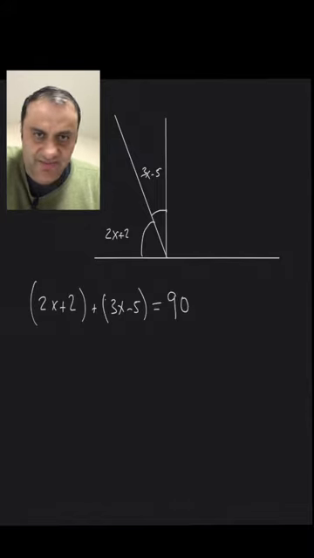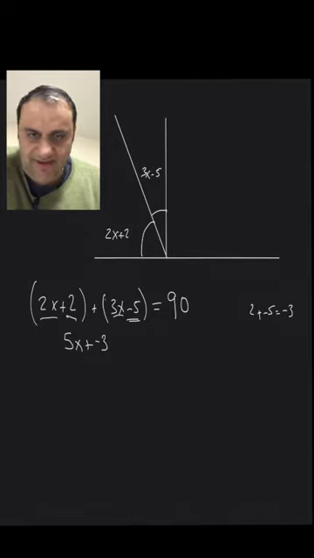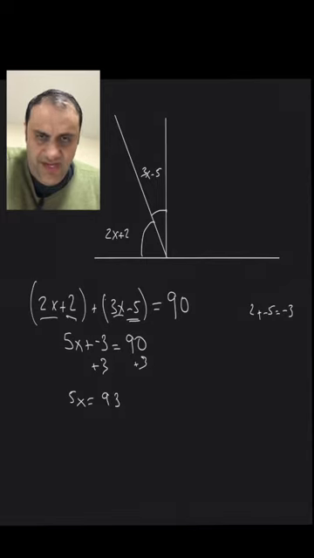And then we could just add it up, right? 2x plus 3x, that's 5x, plus 2 plus negative 5, that's like 2 minus 5, which would be negative 3. So 5x plus negative 3, or 5x minus 3, equals 90, and we could add 3 to each side, so we get 5x equals 93. All right, so 5x equals 93, x equals 93 fifths.